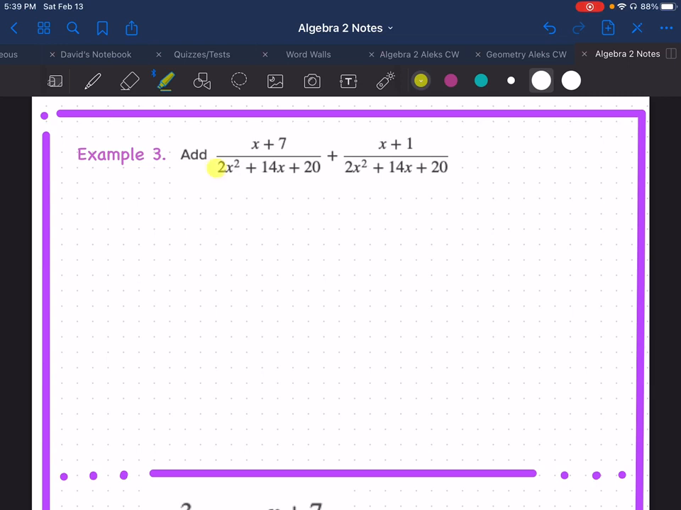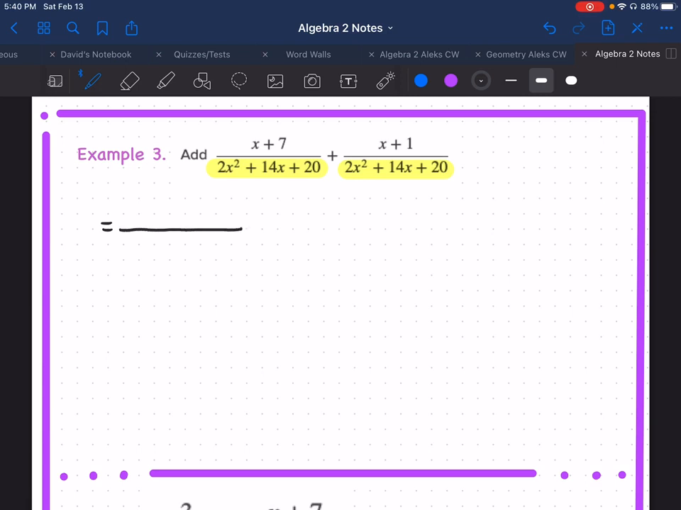And remember, take a look. 2x squared plus 14x plus 20, 2x squared plus 14x plus 20. They are exactly the same, so we're going to go ahead and add together the numerators. So let's start right over here.